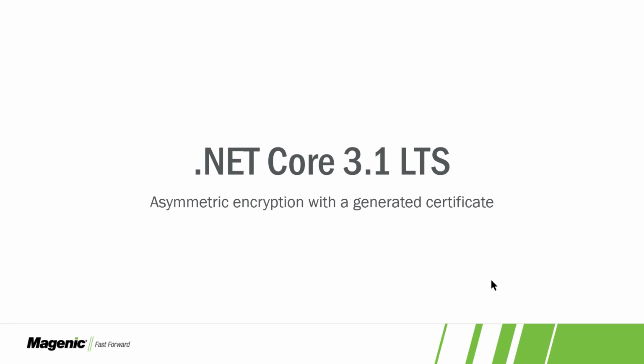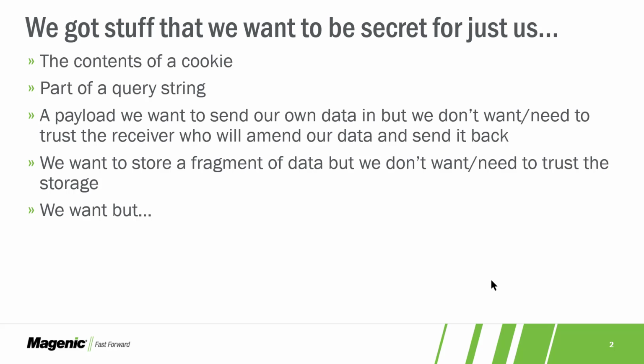Hello, today we're going to do a little demo about how to implement asymmetric encryption in .NET Core long-term support version 3.1. We're going to do that because we have stuff we want to keep secret. One of the ways that we could do that is symmetric encryption. But the nice thing about generating an OpenSSL cert and using that is that we have the potential to regenerate it at intervals, and so we can rotate our security key.